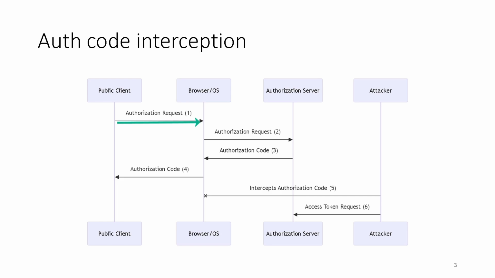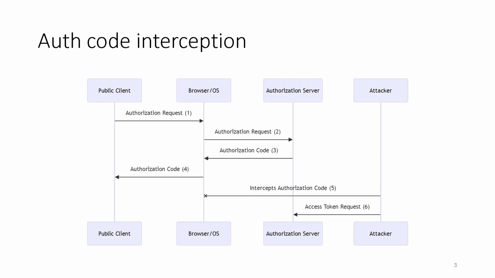This is how the code interception works. The public client sends an authorization request to the browser or operating system, specifying a redirection URI. The browser or operating system forwards the authorization request to the authorization server via TLS. The authorization server responds with an authorization code to the browser or operating system after authenticating the resource owner, the end user, and obtaining their consent.